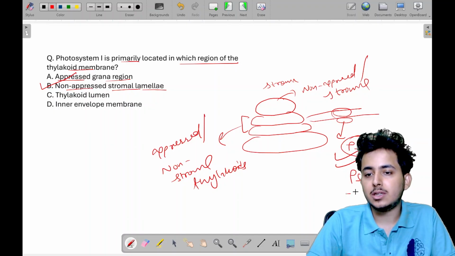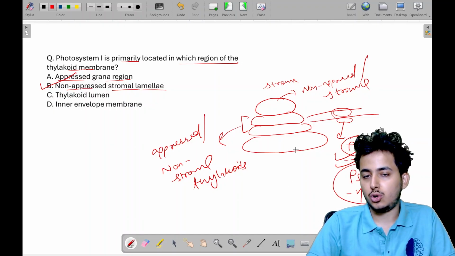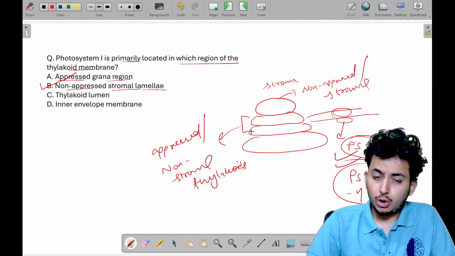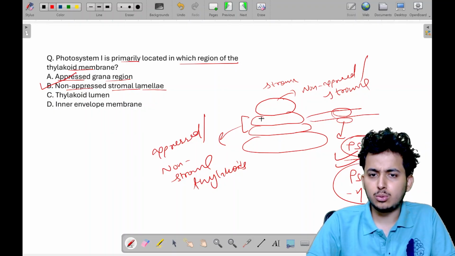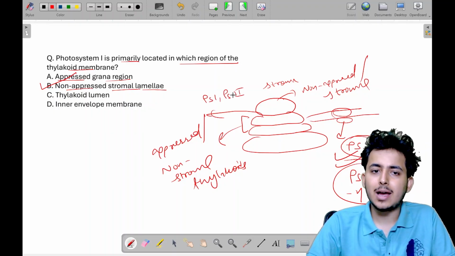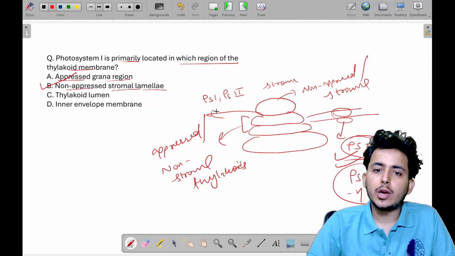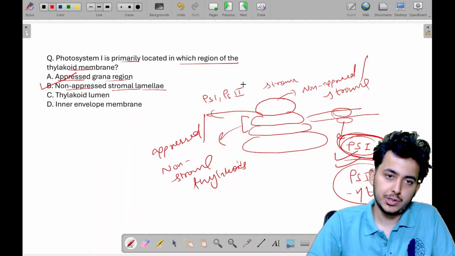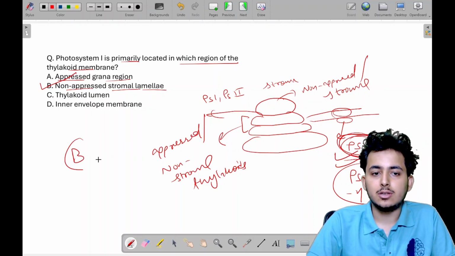PS2 is absent in stromal lamellae or the stromal thylakoids. But in the case of non-stromal thylakoids, you have both. You have PS1, you have PS2. So there is nothing primarily located there. Primarily PS1 is located only in the stromal thylakoids. Okay, so that's why the correct answer is B.